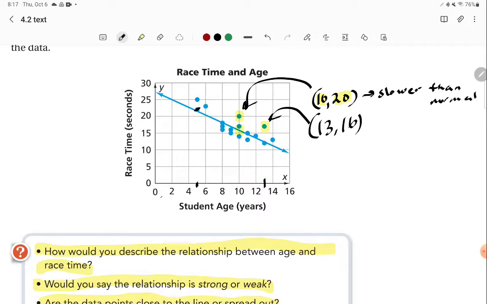All right, and then the same is true for the second one, because here you have a 13-year-old that runs a 16-second time for the 100 meter, and so he or she is also slower than normal.